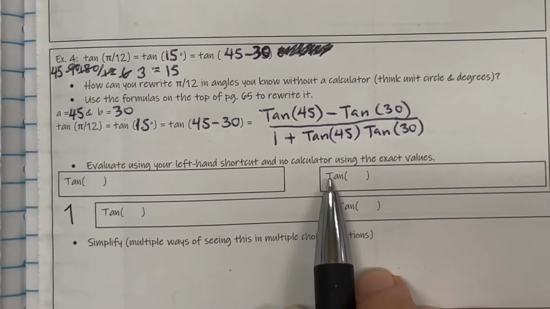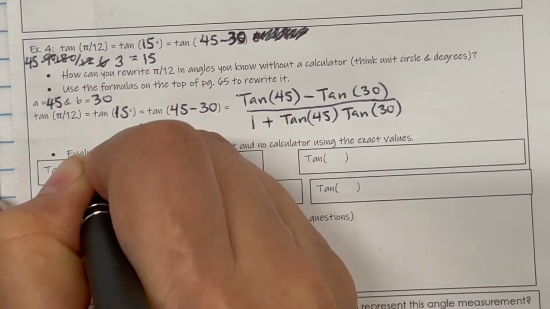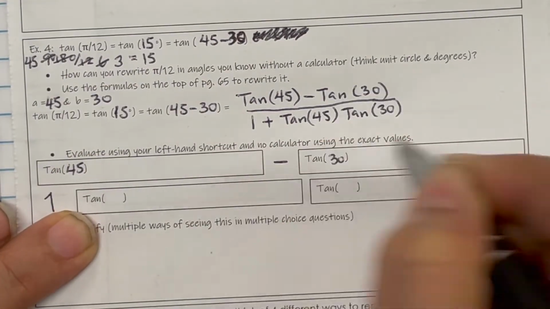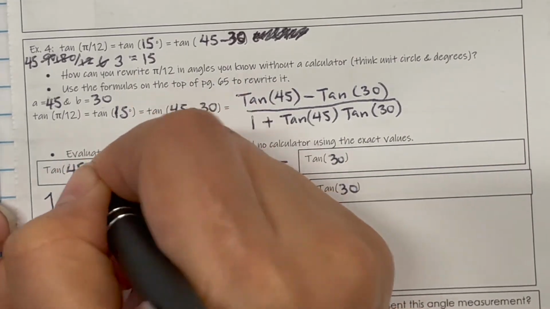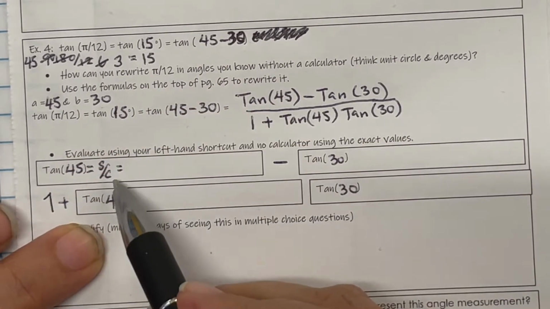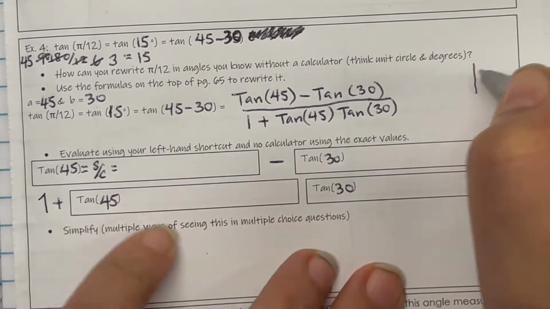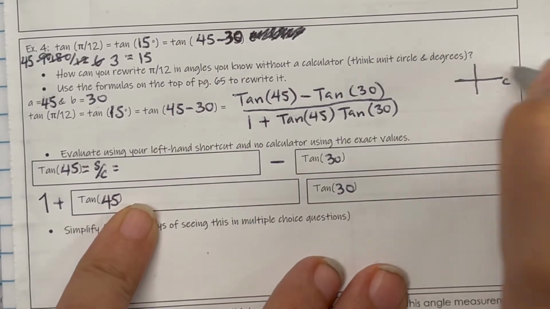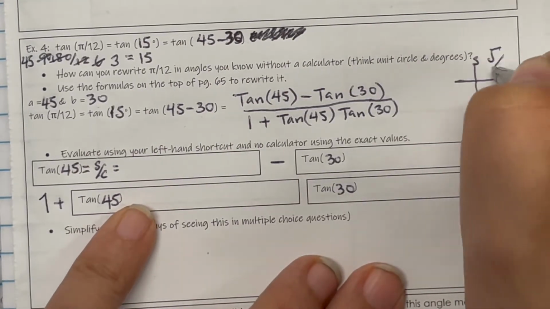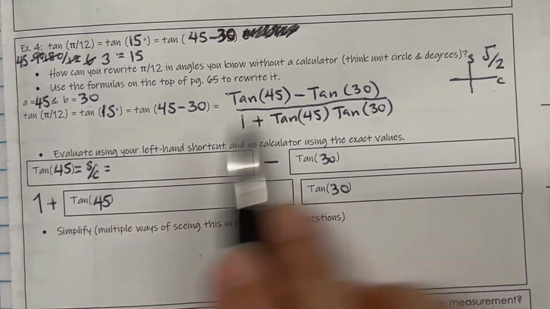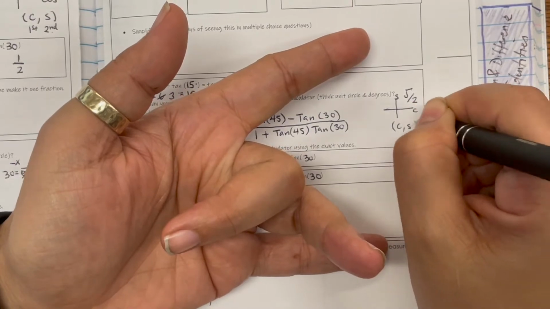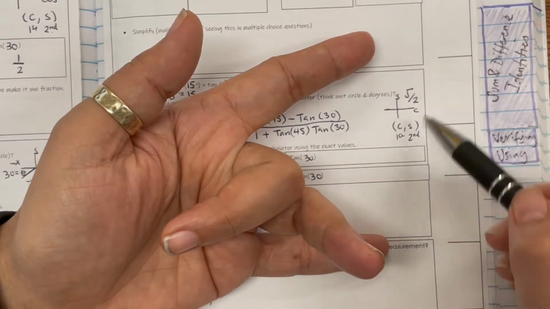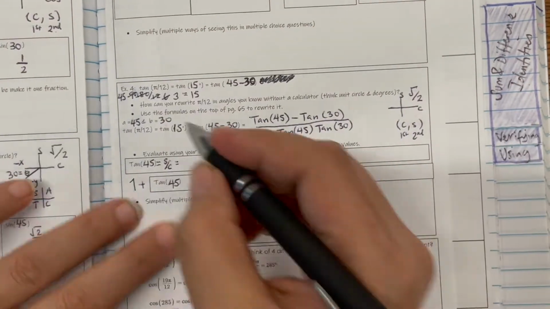Okay, we're going to work these out. So tan of 45, tan of 30 minus 1 plus tan of 45 and tan of 30. So tan of 45, let's start with that. Sine over cosine, right? So I need to find sine of 45 and cosine of 45. Just like before, x-axis is cosine, y-axis is sine, and it's radical over 2. So 45 is that finger down. That's 2 fingers on top, 2 fingers on bottom. So both sine and cosine are radical 2 over 2.